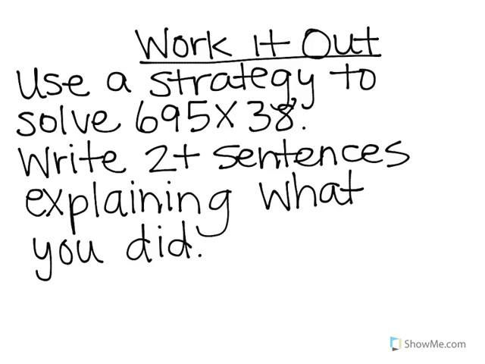Here is your work it out. Once again, use any of those multiplication strategies. So you can do traditional, box, or partial products. And you're going to solve 695 times 38. Write 2 or more sentences explaining what you did. So, I chose the blank method because, and then your second sentence can be, first I did, and then explain what you did.